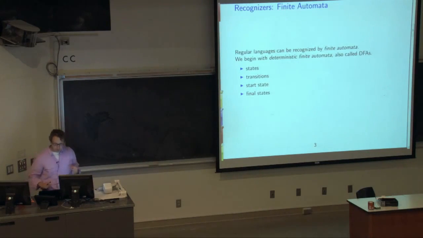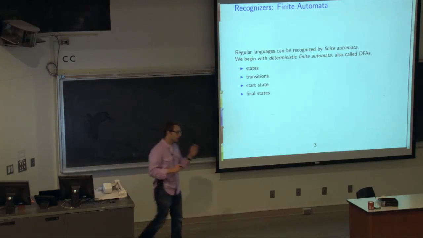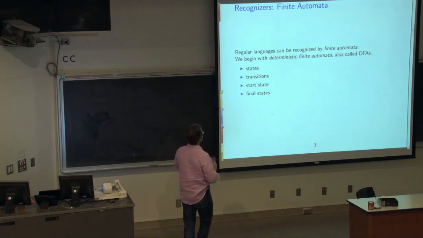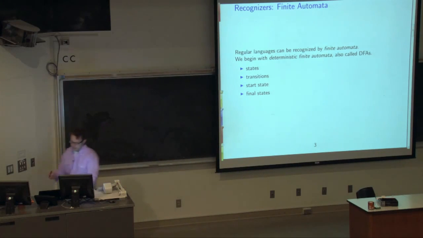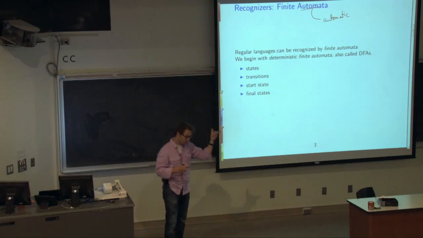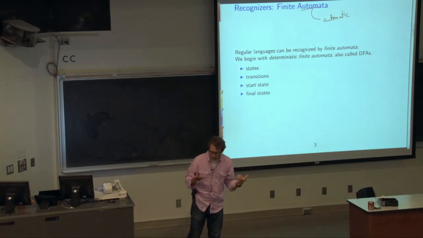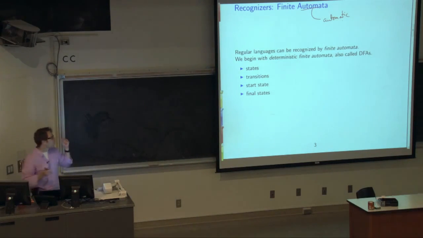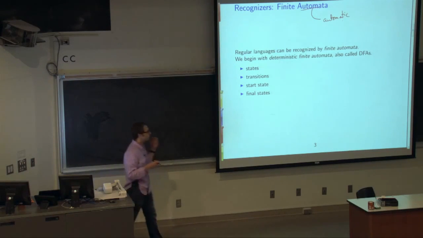And so today we're going to talk about how to recognize languages, and this is finite automata. Automata means something which is automated. Automatic is probably the word in English that you would see the root word automata for, so something which you can effectively run automatically. So regular languages can be recognized by finite automata.